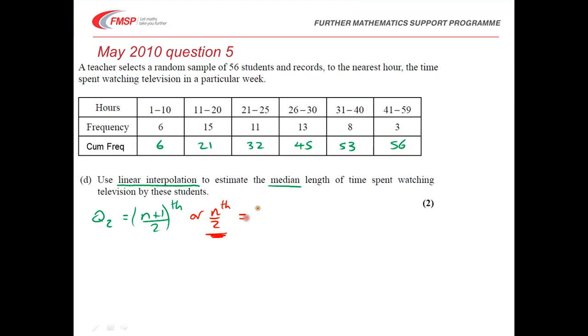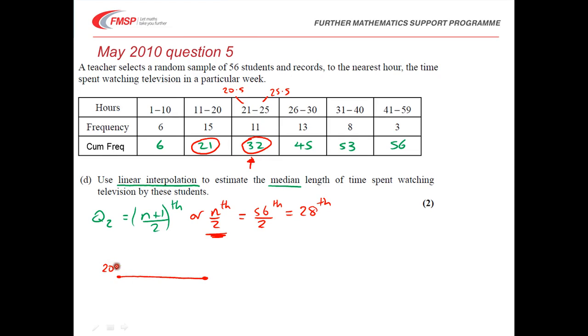So this tells me that I'm dealing with the 56 over 2 value, which is the 28th. So the 28th value is in this category here. You look for the first cumulative frequency above 28, and that will tell you. So there now are 4 key numbers. 32 is the last member in the group, which goes up to 25.5. 21, the 21st value, is the smallest in this group. And again, we need to recognize that there are gaps in your data. So I prefer to do this graphically.